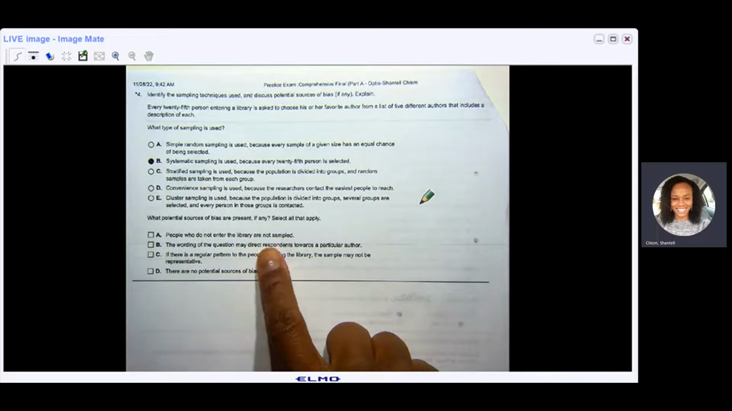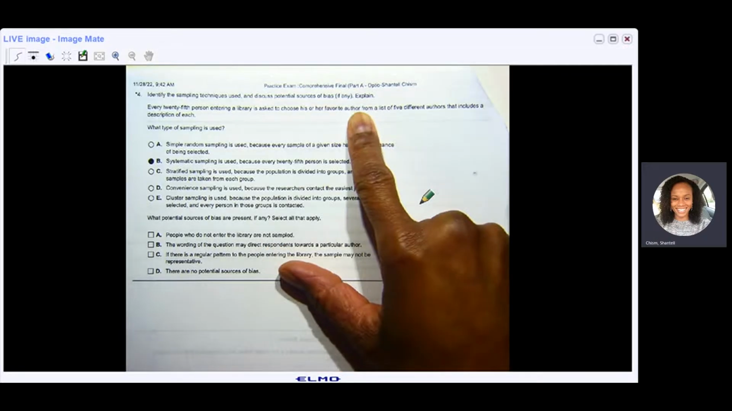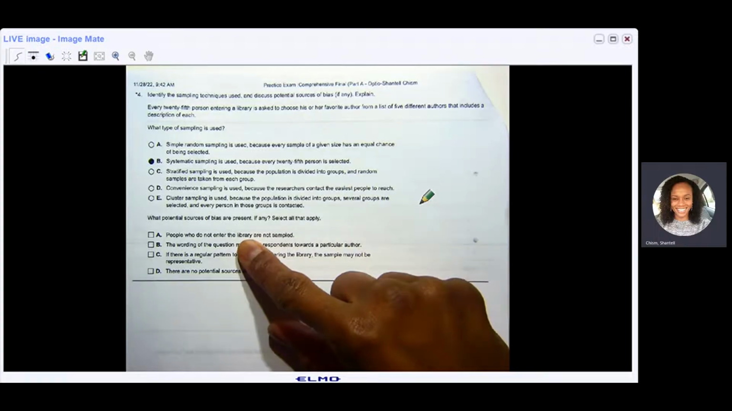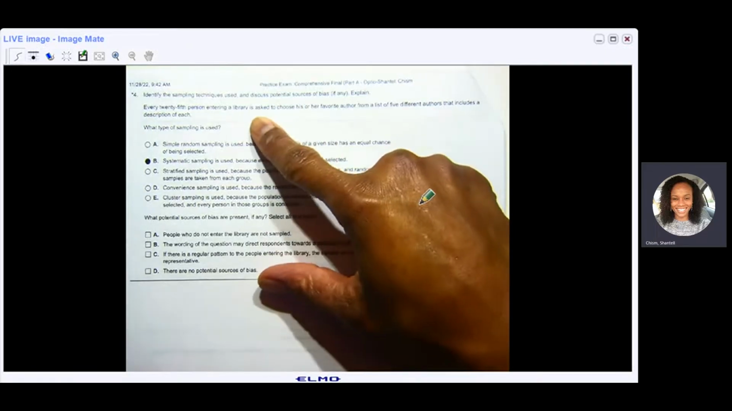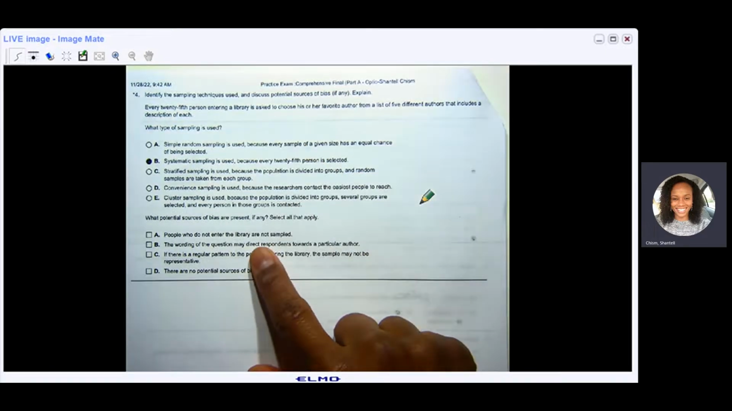Then right here it says what potential sources of bias are present. Let's see. A, people who did not enter the library are not sampled. Well, that's true, but we're only interested in those who actually frequent the library anyway because of the question. We want to know who their favorite author is. So, of course, we would ask those that are going into the library. So that really is not a problem because our population are the people who are actually entering the library. So that's not an issue.